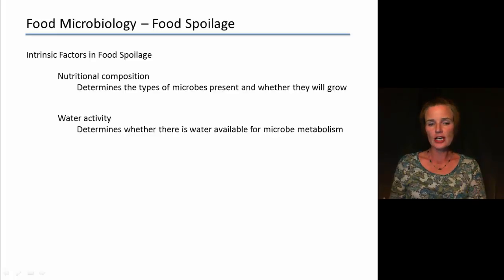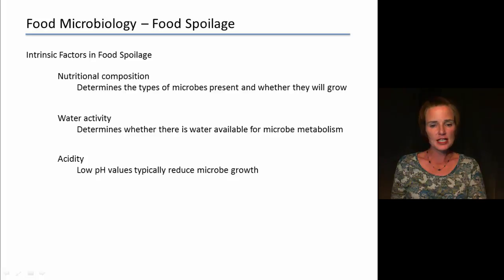This is really looking at whether there's available water for microbe metabolism. If there's a lot of sugars and other molecules present, then that's going to decrease the available water. So we're really talking about available water, and that is necessary for the metabolism of most organisms. The acidity plays a big role. Low pH values typically reduce microbe growth. So if you have something that has a lower pH, it's more acidic, typically we're going to get less spoilage.